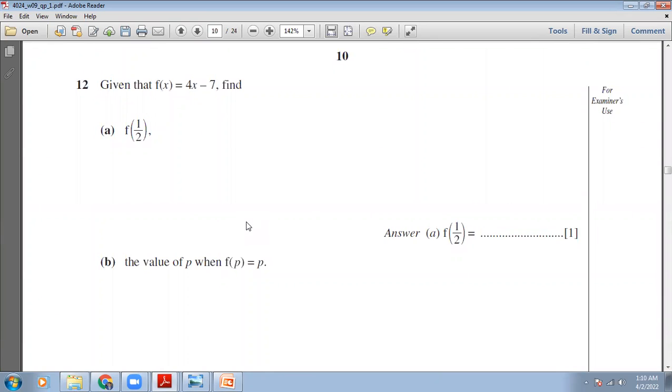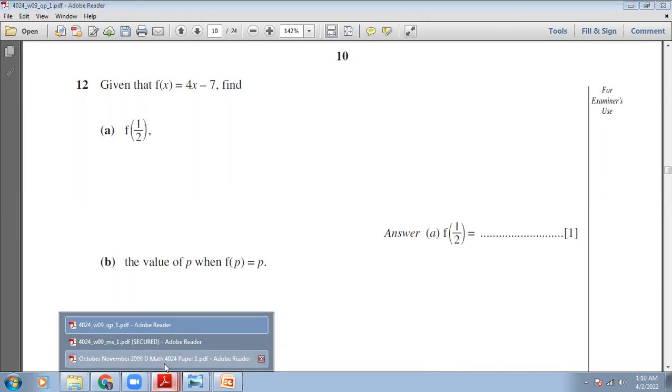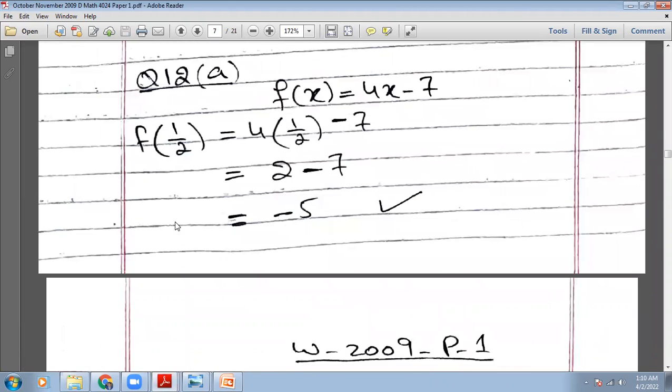Given that f of x is equal to 4x minus 7. So it's a question on functions. Find f of 1 by 2. It means that in the given formula of the function, wherever there is x, substitute that x with 1 by 2. So very simple question. We show you the solution. So f of 1 by 2 will be equal to, in the formula, wherever there is x, we will substitute 1 by 2. 4 into 1 by 2 minus 7. So you will have 2 minus 7, and that will be minus 5.